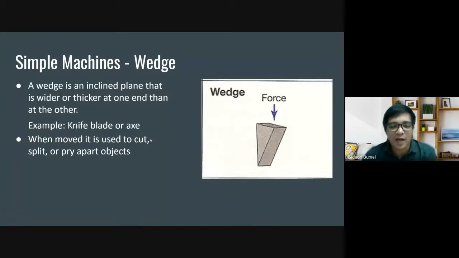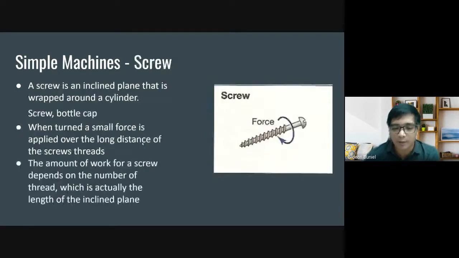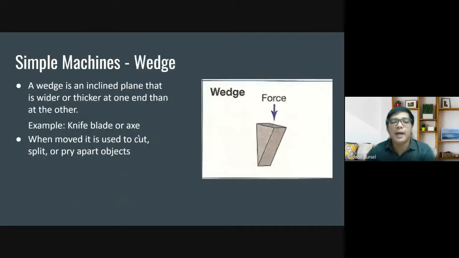No one uses an axe here to cut fish, right? So mostly we use a knife, but for things that are not as easy to cut, we use an axe, like for wood and other things that require much force. When moved, a wedge is used to cut, split, or pry apart objects. So the main use of a wedge as a simple machine is to cut, split, or pry apart objects.